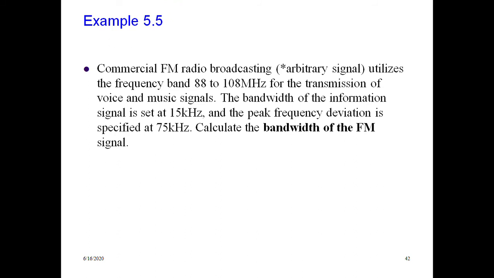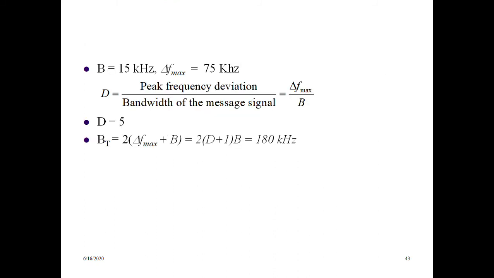Alright, so usually FM radio stations transmit from 88 to 108 megahertz. The bandwidth of the information, for example one channel, is 15 kilohertz. Using the frequency modulated signal, we set the peak frequency deviation to 75 kilohertz. So we want to know the total bandwidth of this FM signal.